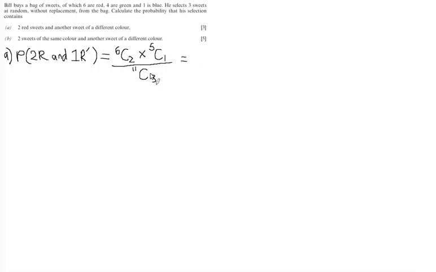Once I've identified that, I can put that straight into my calculator and calculate this in one go. This comes out to the answer of 5/11. Remember, to leave this as a fraction, it's an exact answer. You can give it as a decimal, but you need to round, etc. So why not just use the exact value?